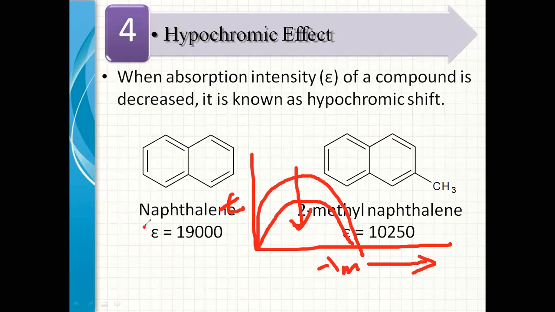See here, epsilon is 19,000 for naphthalene. The absorption intensity is 19,000, but because of the introduction of the auxochrome, it becomes 2-methyl naphthalene, and the molar extinction coefficient becomes 10,250. So the intensity is decreasing, and it is known as hypochromic shift. Understood?